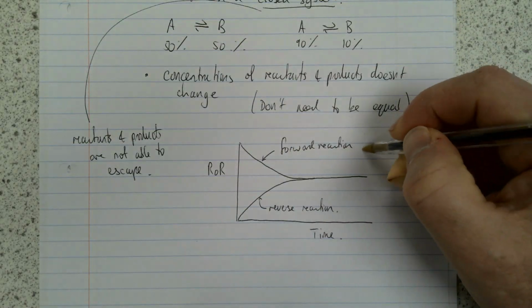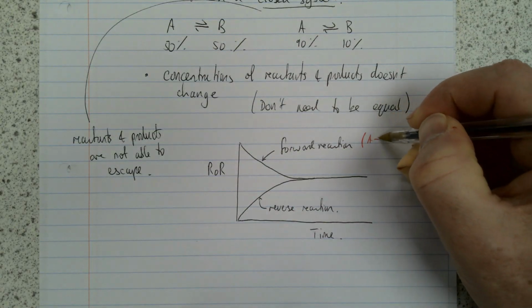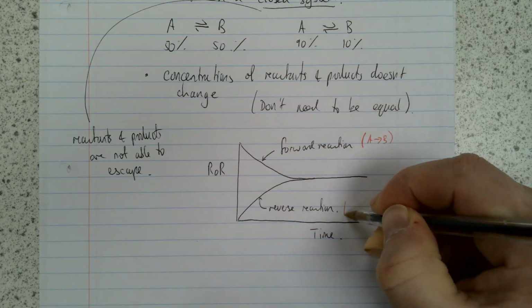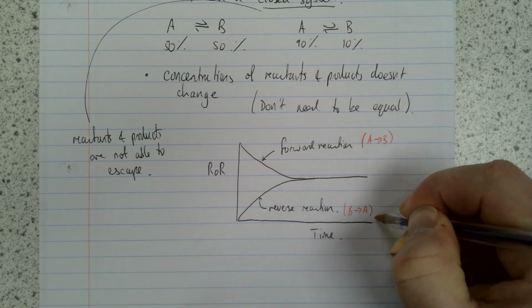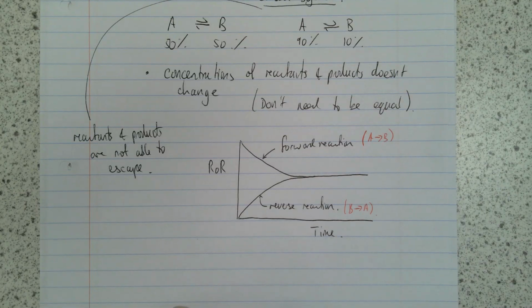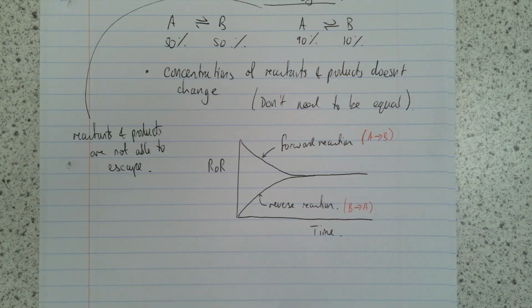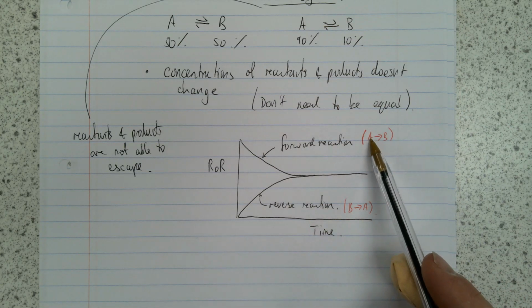In the forward reaction, A is turning into B, and in the reverse reaction, B is turning into A. In that forward reaction, at the start, with any reaction, you would start with just the reactant, wouldn't you? And then you'd allow it to proceed. At the start, you've got a high concentration of A, because that's all you've got in the pot. And so if you've got a high concentration, you've got a high rate.